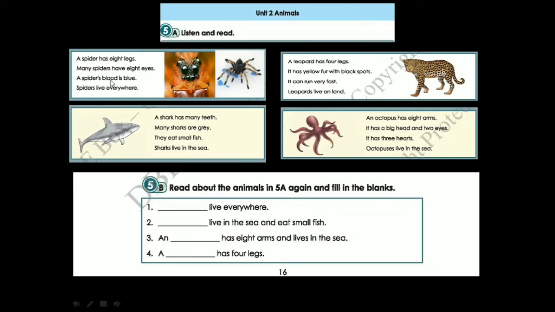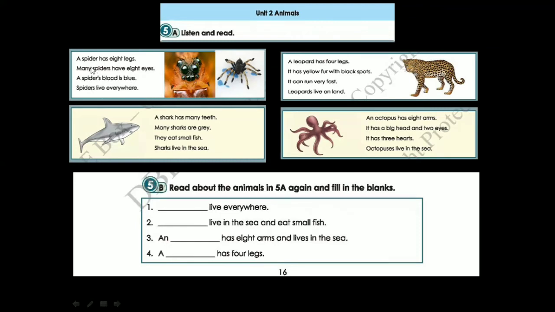And then spider blood is blue. Look at the picture, the spider blood. So how about our blood, or human blood? Is it blue or is it red or is it yellow? Yes, it is red. Spiders live everywhere. They can live everywhere.